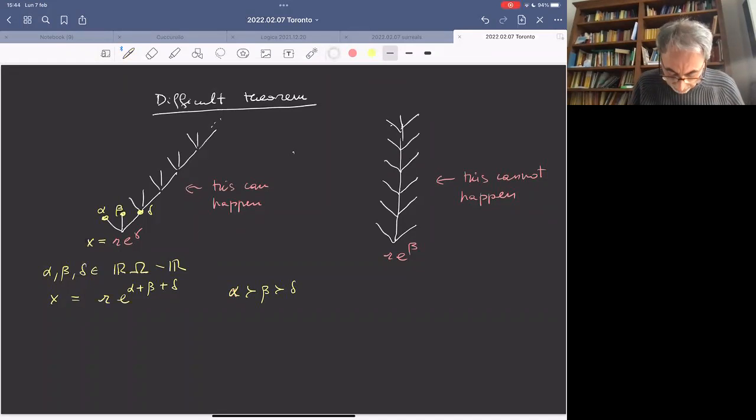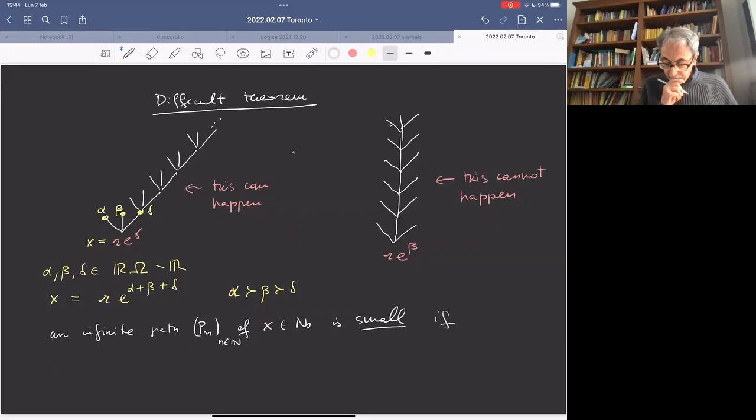Okay, let me call a path, an infinite path of x, Pn, small if for every big enough n, in some sense it's eventually rightmost. It's eventually a rightmost path.